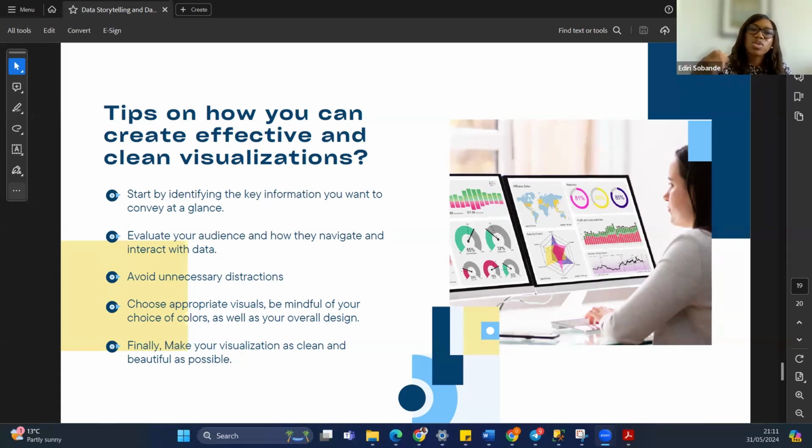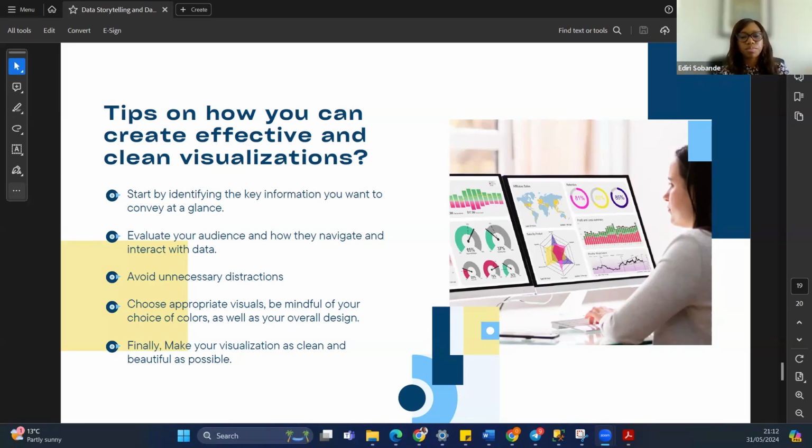Who is your audience? Who is your user? Who are the people that will be engaged with your dashboard? Understand them. There are some people who can't even navigate this dashboard. Make it simple. So understand your audience, evaluate them, and how they interact with data and with technology and with your dashboard.